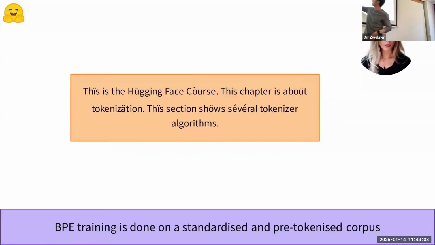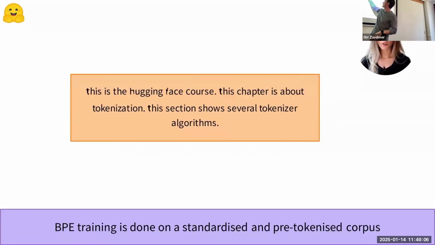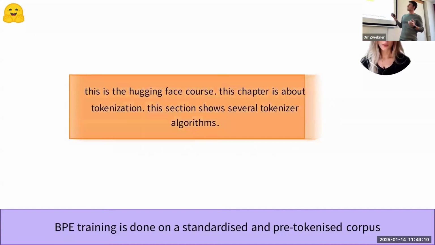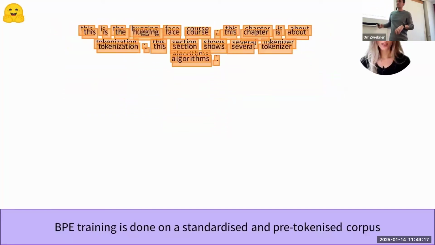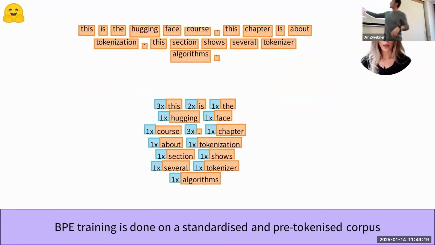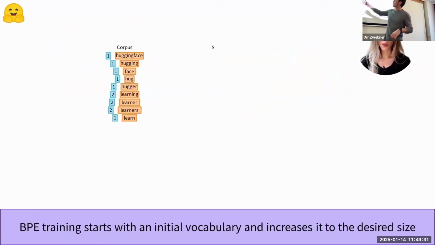Let's say I have this text: this is the Hugging Face course, etc. Now I will show you how the vocabulary is constructed according to this text. First, this is the pre-tokenization stage. It splits the text by spaces into words, and then counts how many times each word appears. Now that I have these words, I want to segment them into subword tokens. This is not the same corpus, just a shorter one for the demonstration.